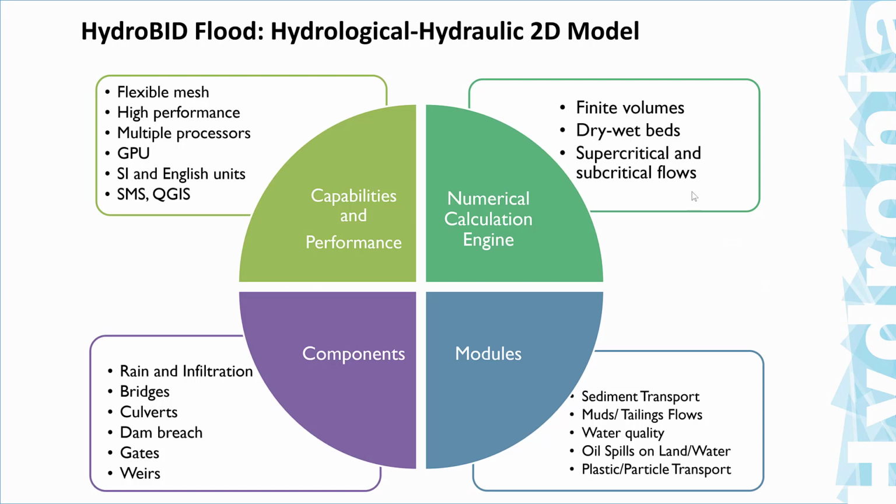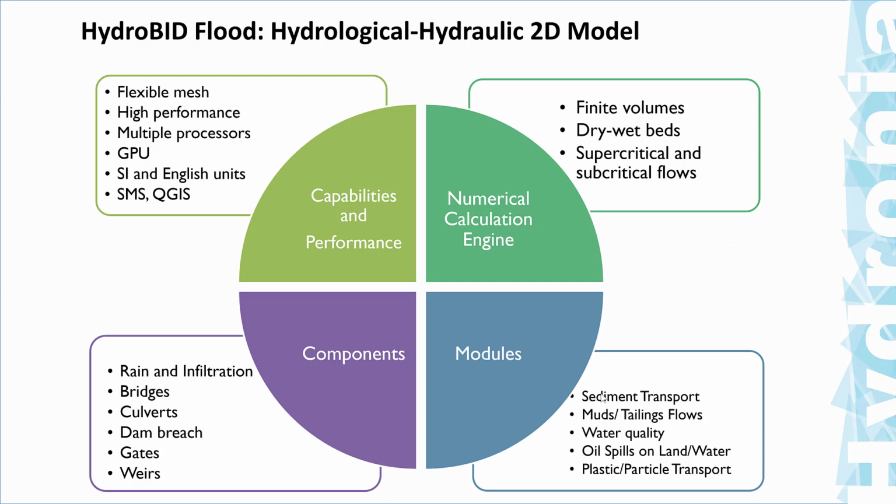It can handle dry and wet beds, supercritical and subcritical flows, so very rapid or very slow flows. It has components for rainfall and infiltration, bridges, culverts, dam breach, gates, and weirs. We will see many of them during the course with practical exercises for each of them. And it has also modules that we will not have time to cover, but you need to know that the Hydrobid Flood system includes a sediment transport module, and this will be a topic of a future course if necessary.